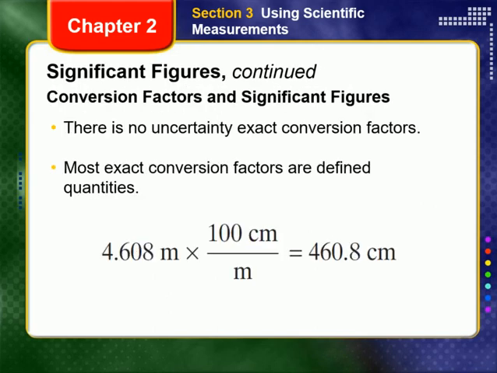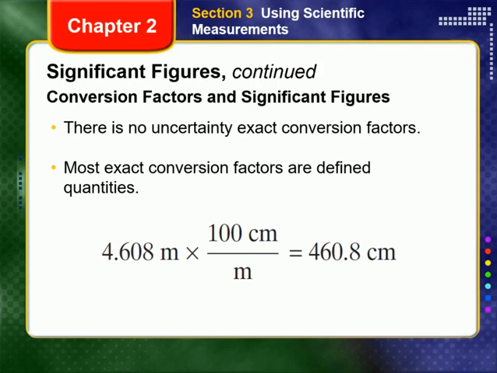Earlier in this chapter, you learned how conversion factors are used to change one unit to another. Such conversion factors are typically exact. That is, there is no uncertainty in them. For example, there are exactly 100 centimeters in a meter. If you were to use the conversion factor 100 centimeters per 1 meter to change meters to centimeters, the 100 would not limit the degree of certainty in the answer.